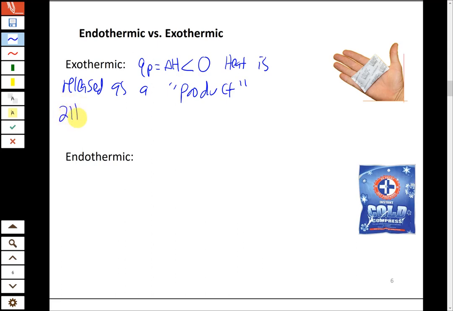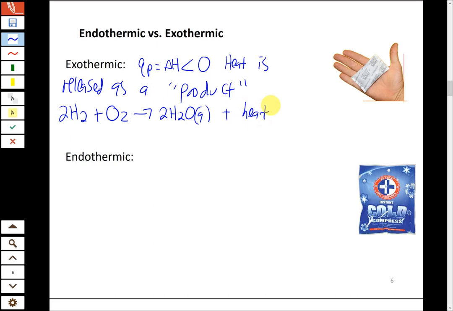So if we combust hydrogen, which is fairly dangerous, as the passengers of the Hindenburg would tell you, but nonetheless is very exothermic and has a negative delta H. What we can think about in this case is that heat is produced as a product of the reaction.